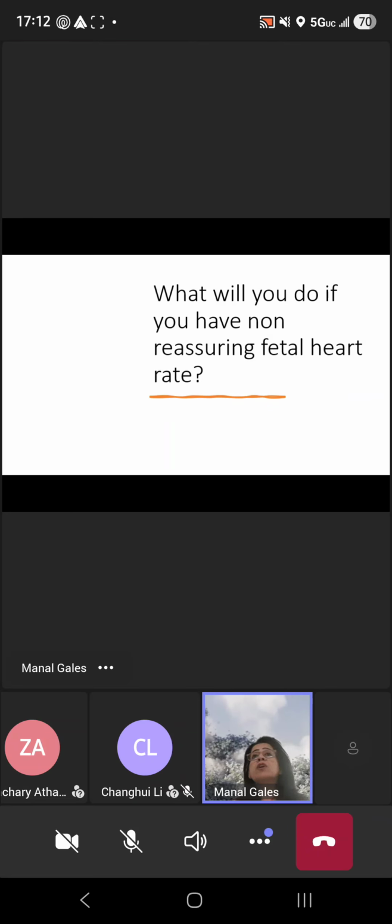Okay, if the fetal heart rate is non-reassuring, what will you do? If the non-stress test or contraction stress test shows a non-reassuring fetal heart rate, it is very bad, like there is deceleration and a lot of abnormalities, what will you do? Right away, even if it is 32 weeks, we will do a C-section.